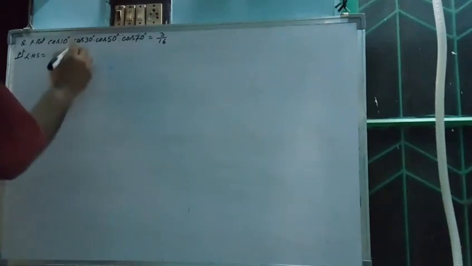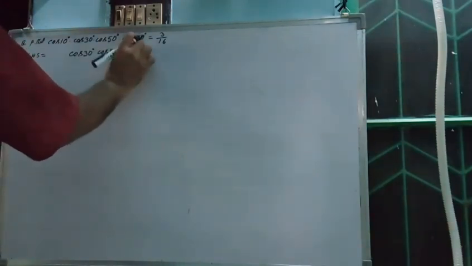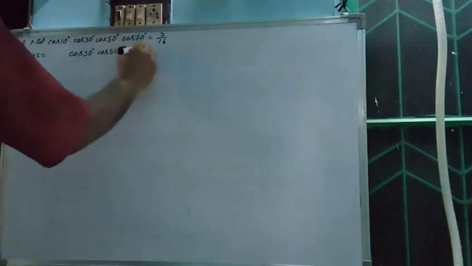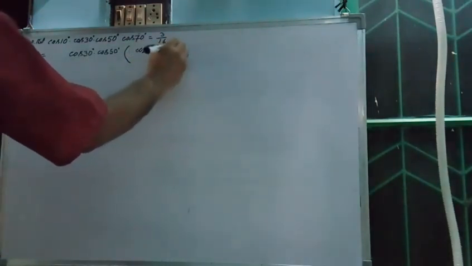see what is in the LHS: cos 30, cos 50. If we keep a space here to adjust later, then for now write cos 30 and cos 50. We know the value of cos 30 from the table. Taking these two, and inside the bracket leaving a little space to adjust, cos 70 and cos 10. Cos 70 should be written first, cos 70 into cos 10.